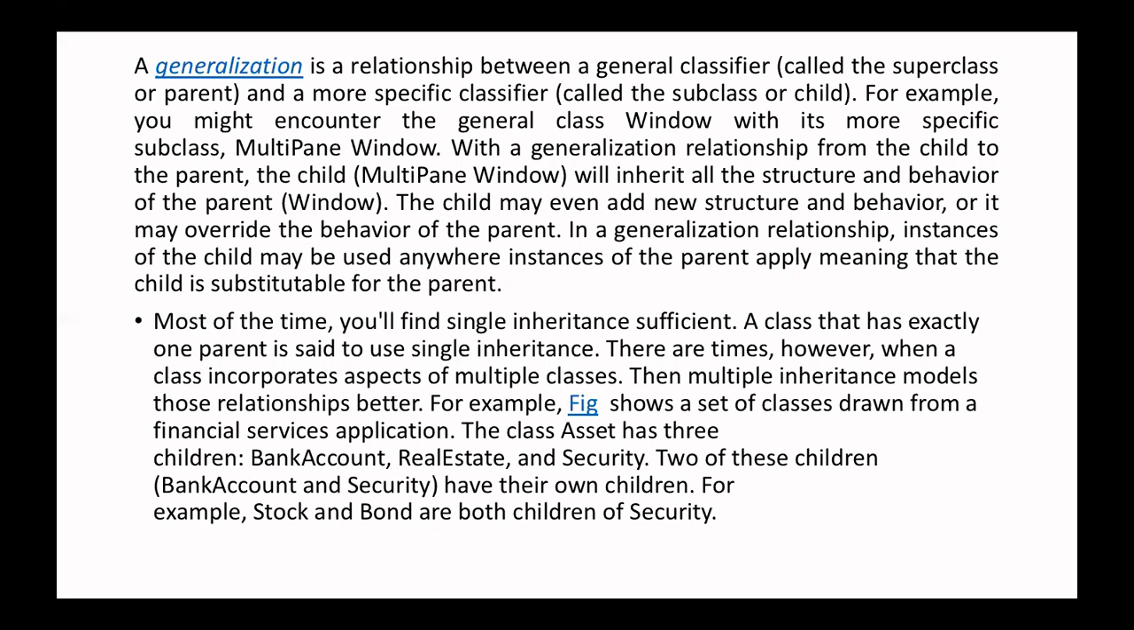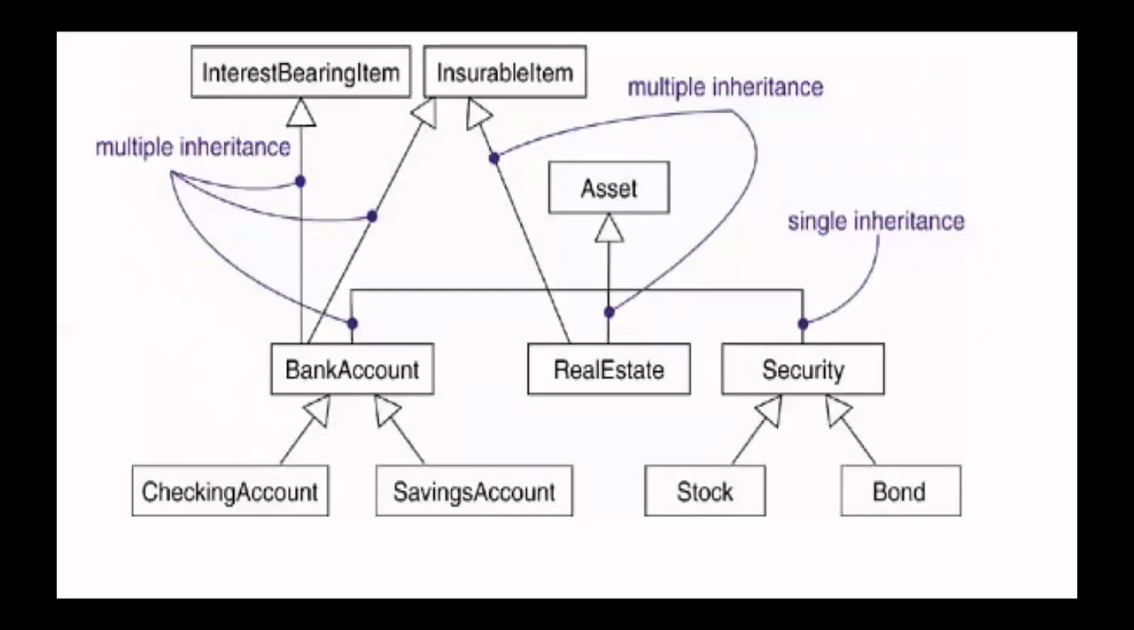The class Asset has three children: BankAccount, RealEstate, and Security. Two of these children, BankAccount and Security, have their own children. For example, Stock and Bond are both children of Security. This is an example, so let us look at the figure and see what we can do.